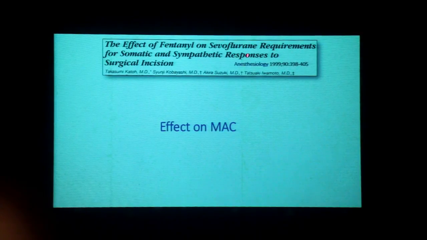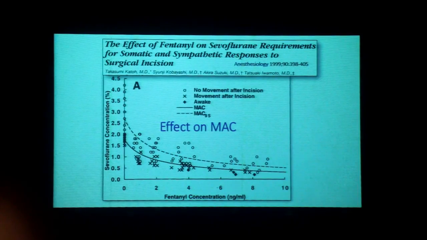Fentanyl on sevoflurane requirements for somatic and sympathetic responses to surgical incision. Right? Let's see the effect on MAC. Now what you see here is the blood concentration of fentanyl. 0 means there is no opioid given to the patient. That means the blood concentration of fentanyl is 0.